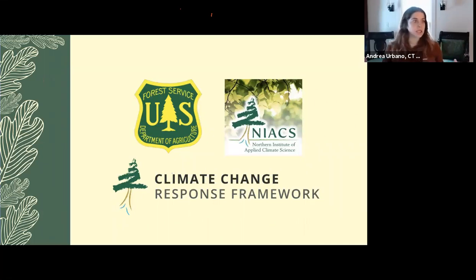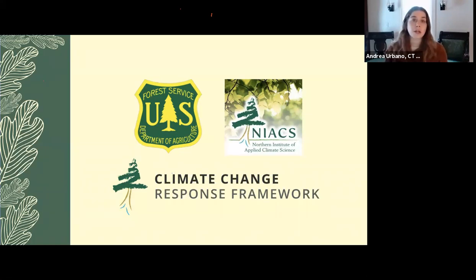So as we all likely know, climate change poses a substantial risk to southern New England forests. But these forests are also part of the climate solution. Forest management can not only facilitate resilience and adaptability to change, but also improve our region's ability to mitigate the effects of climate change.